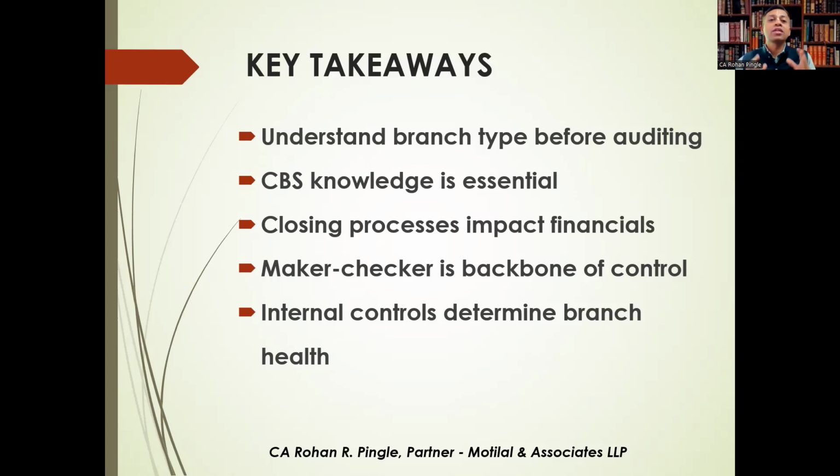The key takeaways are: understand the branch type before auditing. CBS knowledge is essential, particularly for the branch. Closing processes impact financials, so that needs to be clearly checked. Maker checker is the backbone of control, and internal controls determine branch health.